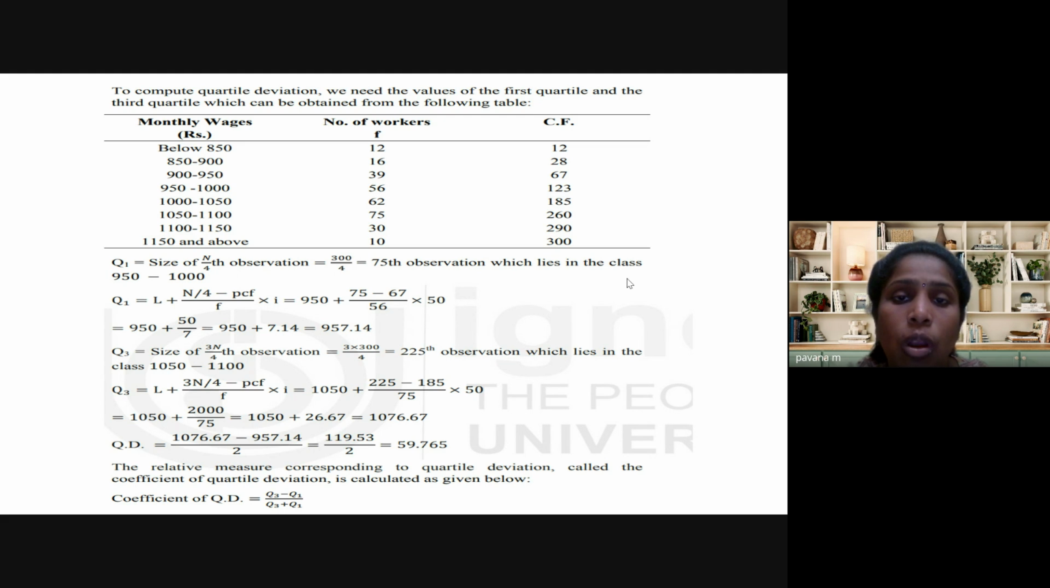Now we want the quartile deviation. For quartile deviation, the value is Q3 minus Q1 by 2. So the Q3 value is 1076.67 minus Q1, 957.14, by 2. You will get QD, the quartile deviation. So for quartile deviation, first you have to calculate Q1, then Q3, and the formula is Q3 minus Q1 by 2.